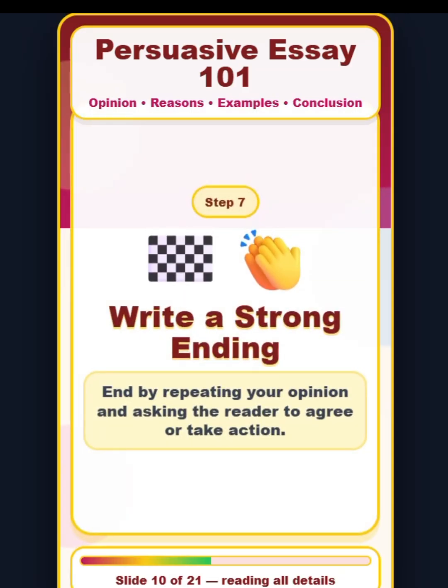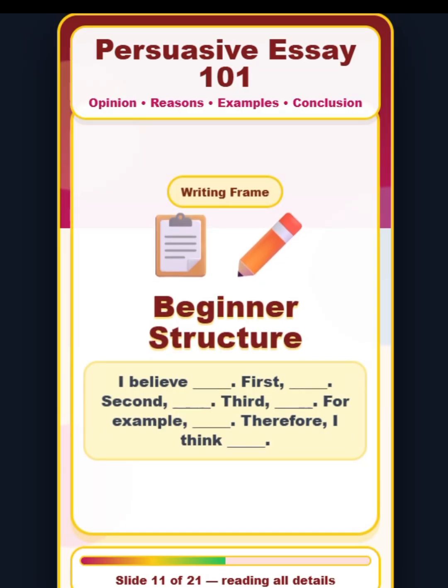Step 7. Write a strong ending. End by repeating your opinion and asking the reader to agree or take action. Beginner writing structure. I believe blank. First, blank. Second, blank. Third, blank. For example, blank. Therefore, I think blank.